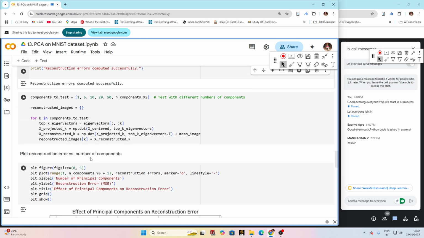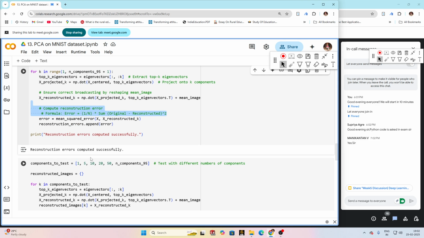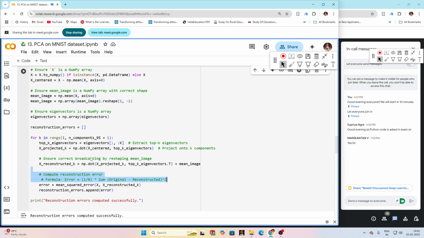Okay, so what can be the reason? Might be the principal components it is choosing, 95% of variance.